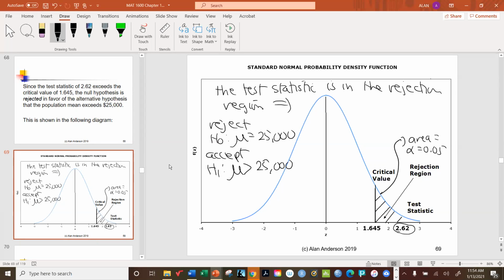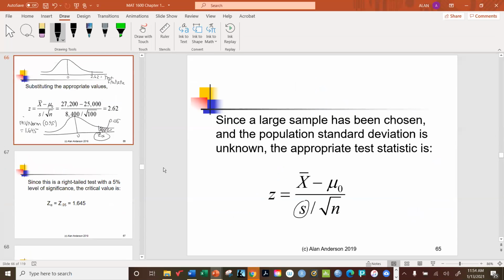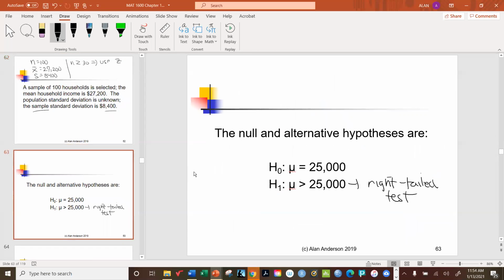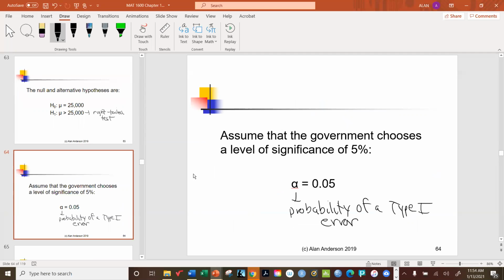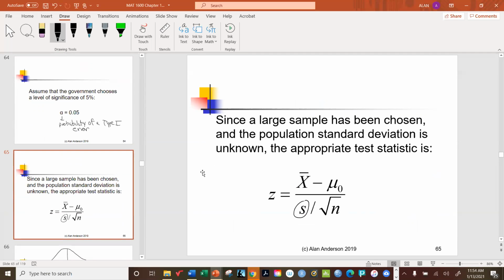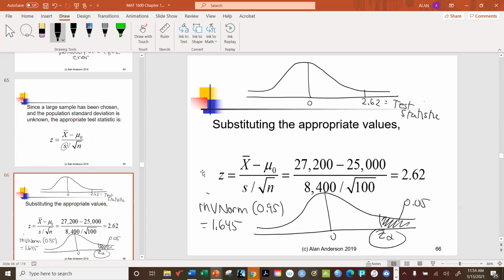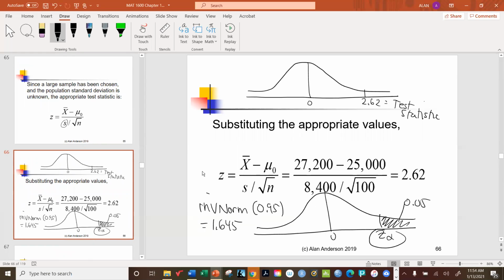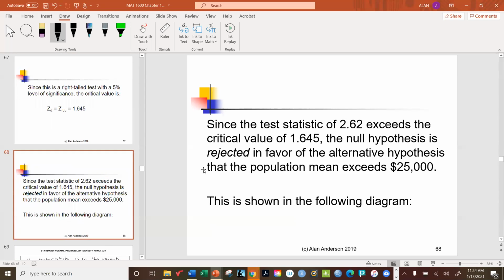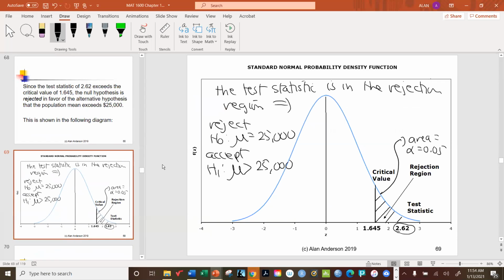Now, you notice the actual process wasn't that bad, was it? We needed to start by specifying the null hypothesis and the alternative. We were given the level of significance. We calculated a test statistic. We look up the critical values in our chart or on our calculator, and we compare them. And that's all we have to do.